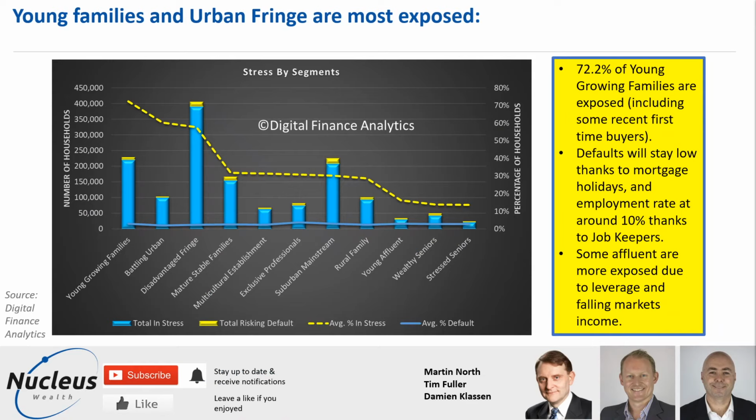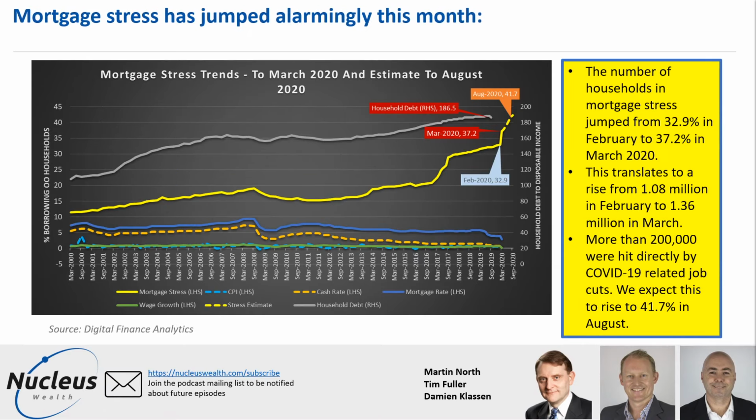Go on. I was going to say, we'll jump across to the young family and the urban fringe you feel are the most exposed to this? Yeah, just go back one slide. You've probably jumped ahead. Let me just go on the mortgage stress trend slide first. Sure. So this is the killer slide, frankly.